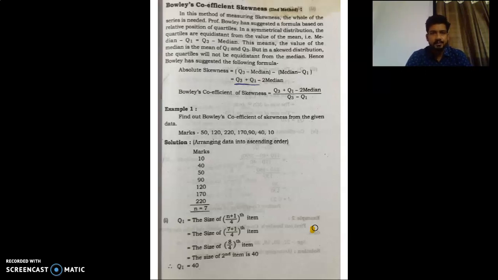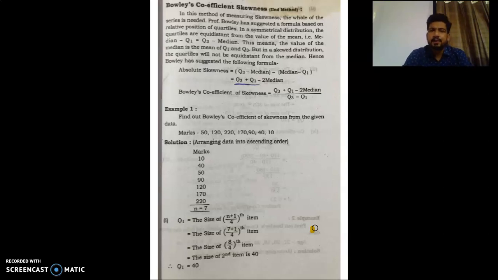But in a skewed distribution, the quartiles will not be equidistant from the median. Hence, Bowley has suggested the following formulas. There are 2 different formulas suggested by Bowley. One is absolute skewness, that is Q3 plus Q1 minus 2 median. The other is Bowley's coefficient of skewness, that is Q3 plus Q1, where Q3 means third quartile and Q1 means first quartile, minus 2 median, divided by Q3 minus Q1.